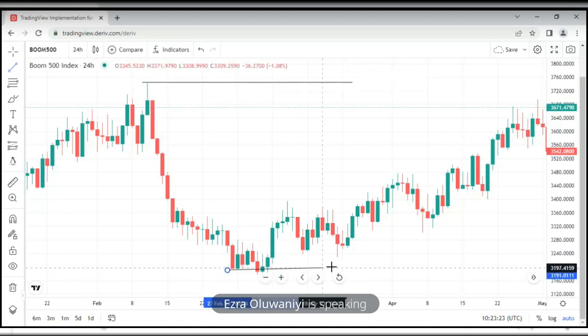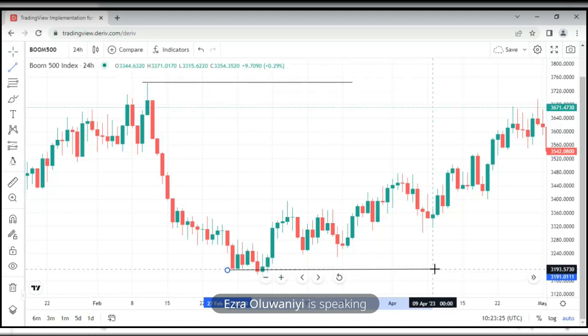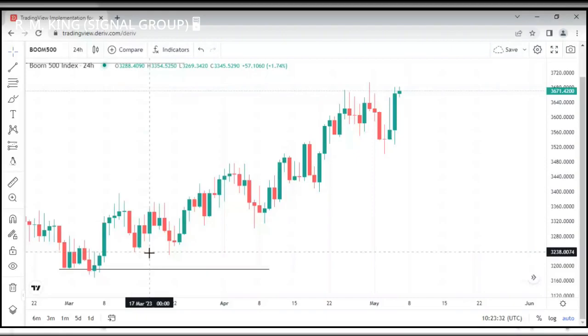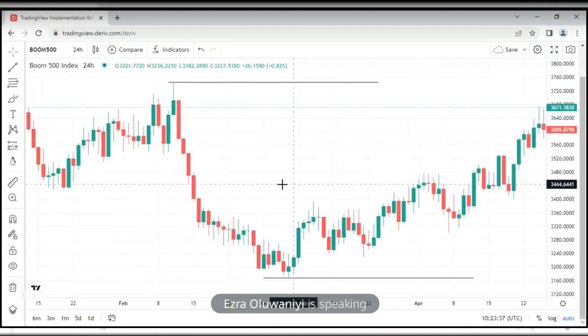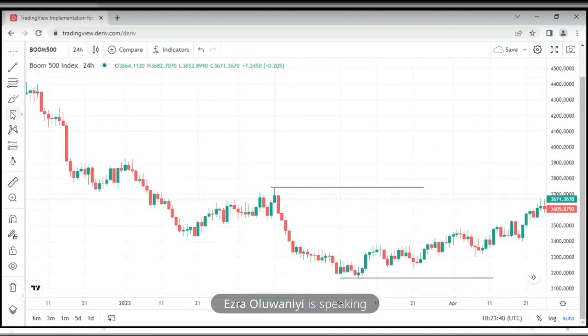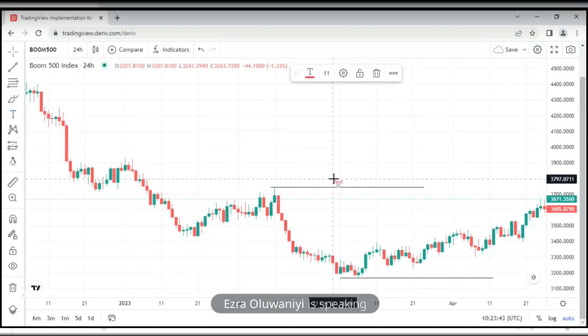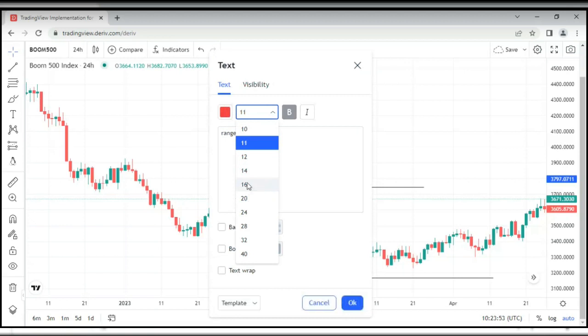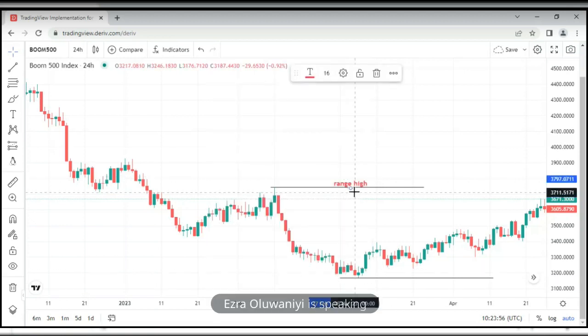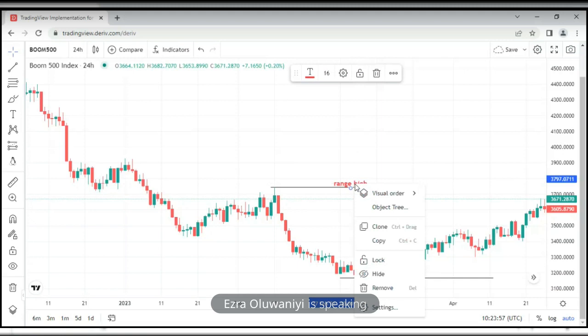I'm trying as much as possible to make this clear so that everybody can see it. All right, so I have this. So the first thing you do is mark this range on higher time frame. This is what delivers our order flow. So we have this. This is range high. Okay, so that's the range high. And yes, so we have a range low around here.